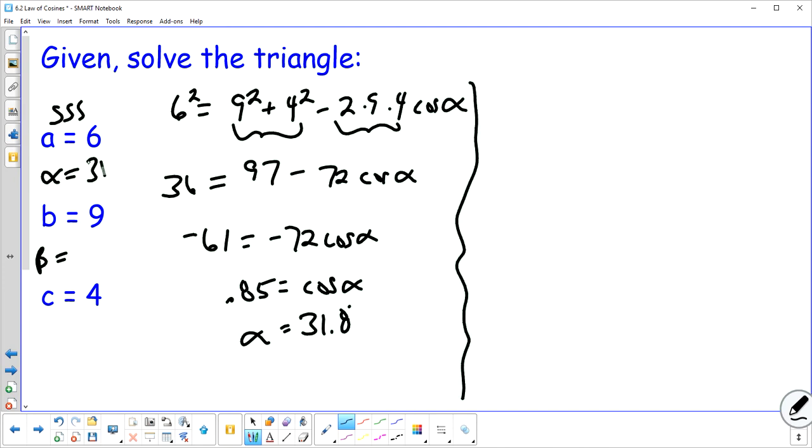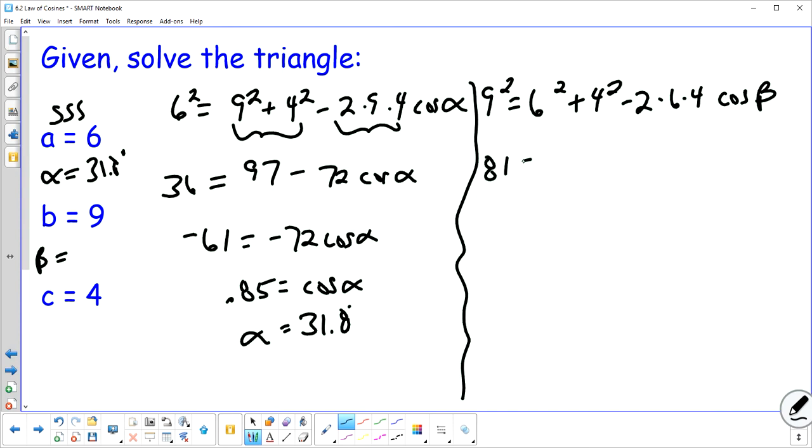Okay, so we know 31.8 degrees. Next, I'm going to find beta. So now I need to have the side with b on the left. So I'm going to have 9 squared equals a squared plus b squared minus 2 times a times c, and then cosine of beta. Following the same process, we're going to get 81. I can simplify those two, which would give me 52. And 2 times 6 times 4 is going to give me 48 cosine of beta.